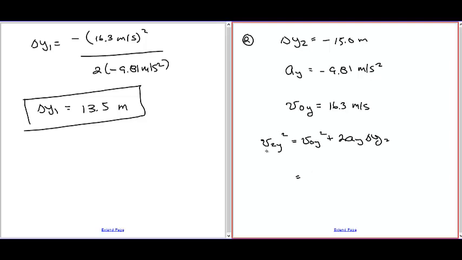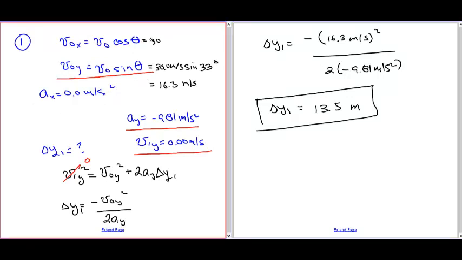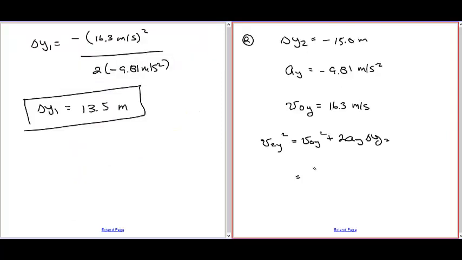Now, this is not the final velocity. This is the final y component of velocity. So I need the final x component of velocity, but the final x component of velocity is the original x component. So let's go ahead and calculate that while we're at it. 30 meters per second times the cosine of 33 degrees. So 30 times cosine of 33 is 25.2 meters per second. So that's v0x, which we'll need later. Okay, so let's do this right here.